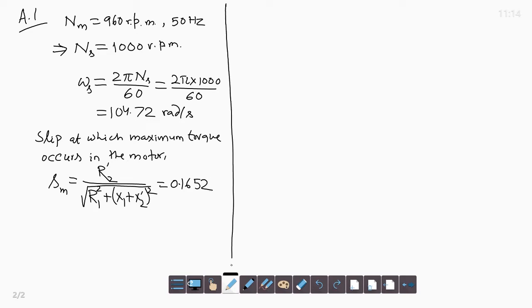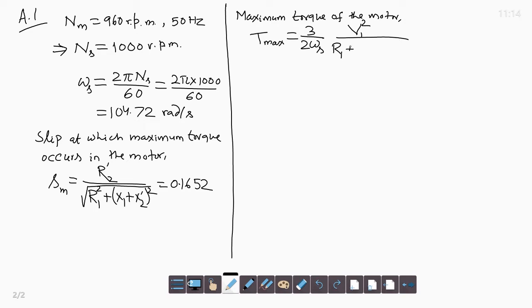Next, corresponding to this slip Sm, what is the maximum torque? Maximum torque of the motor, T max, is given by the formula 3 by 2 omega s, V1 square divided by R1 plus square root of R1 square plus X1 plus X2 dash whole square. So, this is the expression for the maximum torque.